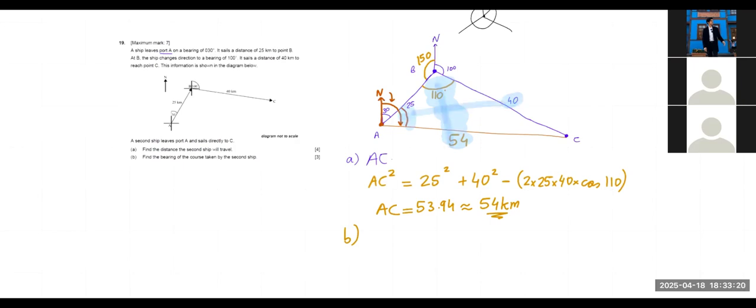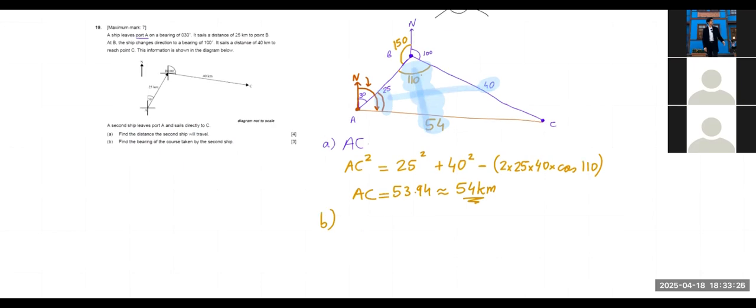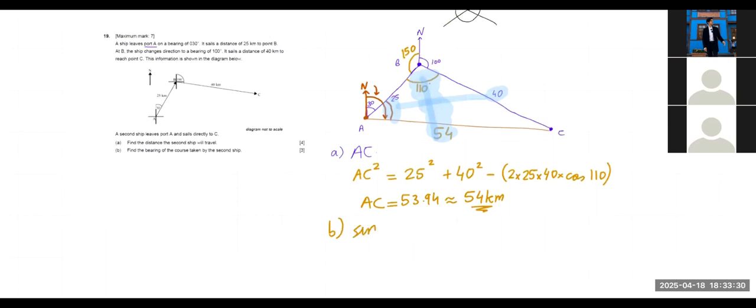Okay. So can you help me set it up? Would it be sine 110 over 54 equals sine x, could you say? Yeah, we could call it BAC by its actual name, right? Divided by 40. Good. So can someone solve this and tell me what you get?